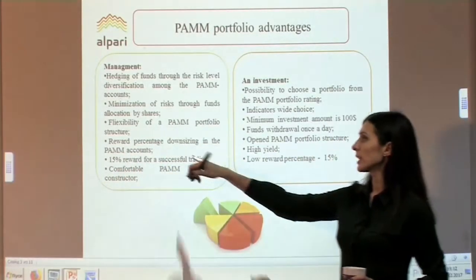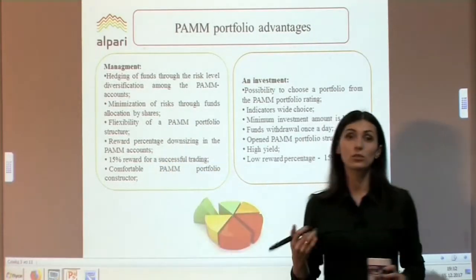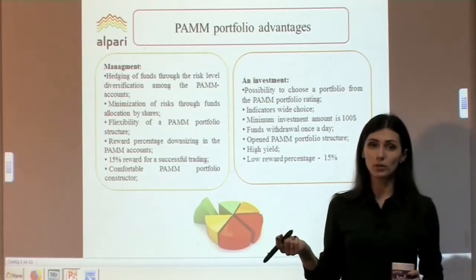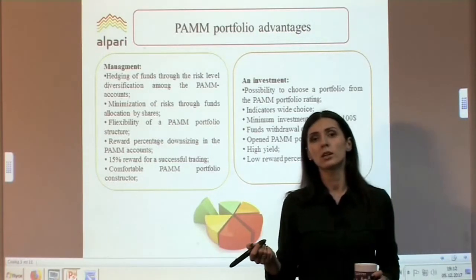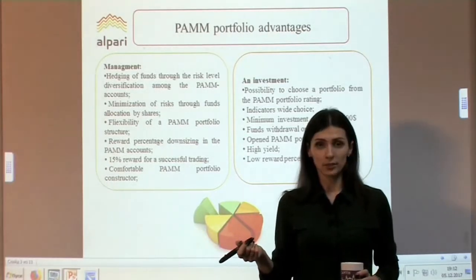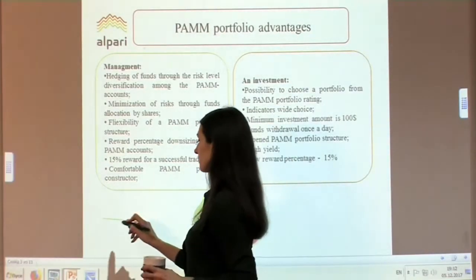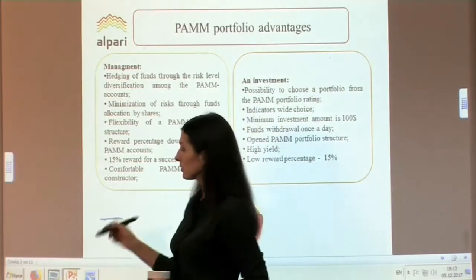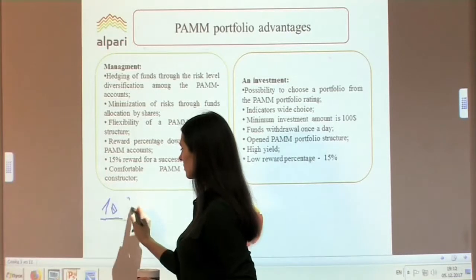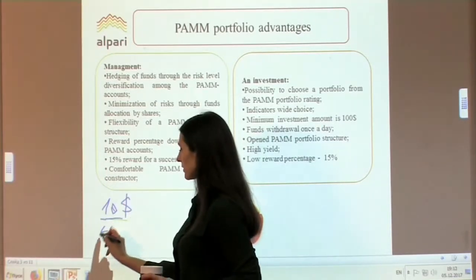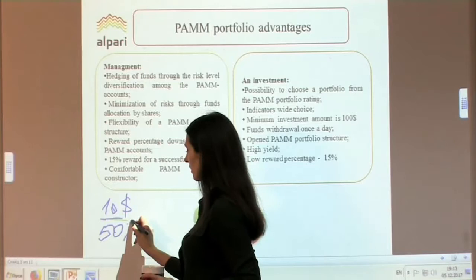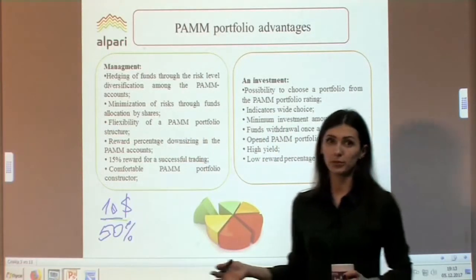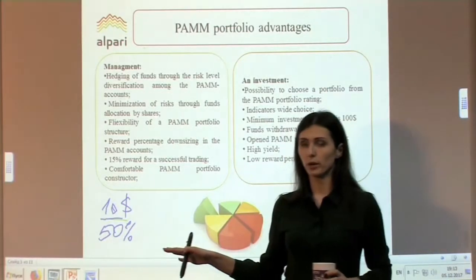Reward percentage downsizing in the PAM accounts. As you know, the PAM accounts proposal could be multi-level or single level. Single level means that no matter how much money you bring to the manager of the PAM account, from $10, you'll pay a fixed percentage of reward. For example, 50%. This is the maximum in the PAM account.